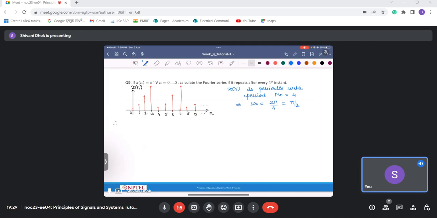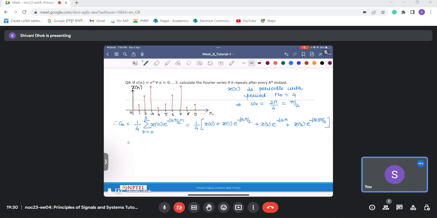Therefore, now let us try to find the Fourier series coefficient. So Ck is equal to 1 by N naught, which is 1 by 4, summation n running from 0 to 3 of xn into e power minus jk omega naught n, where omega naught is pi by 2. So I can write this as 1 by 4 inside the bracket: x0 into 1 plus x1 into e power minus jk pi by 2 plus x2 into e power minus jk pi plus x3 into e power minus jk 3 pi by 2.